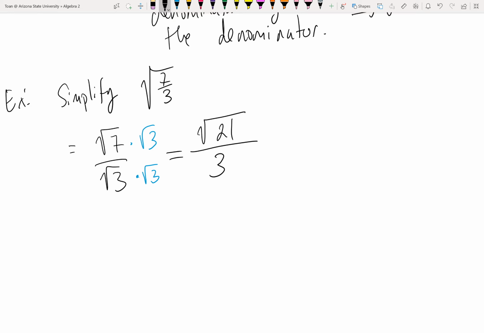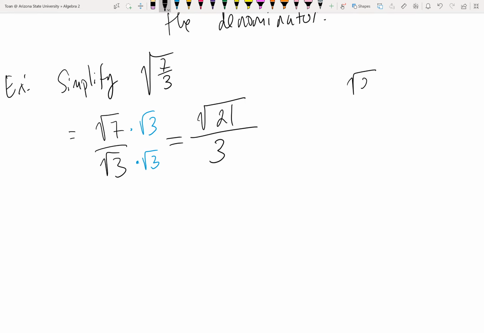Then, of course, on the side as scratch work, I try to figure out if I can break down 21. I'll just save you the trouble. If I fast forward through this, radical 21 can't be simplified, so that is our final answer.